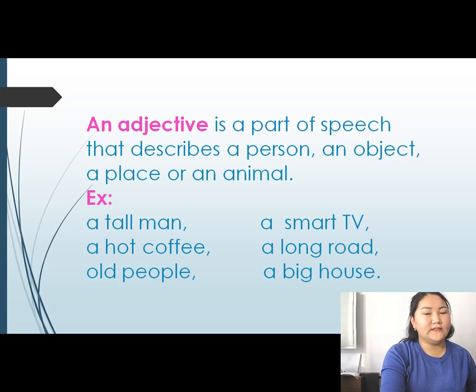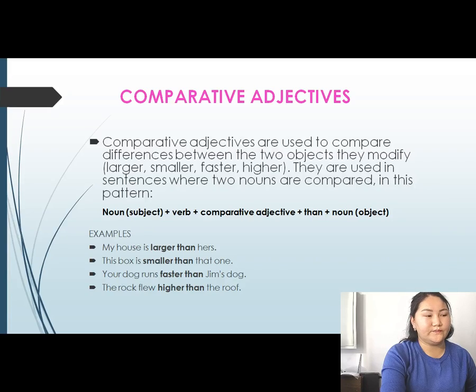An adjective is a part of speech that describes a person, an object, a place, and an animal. For example, a tall man, a hot coffee, old people, a smart TV, a long road, a big house.